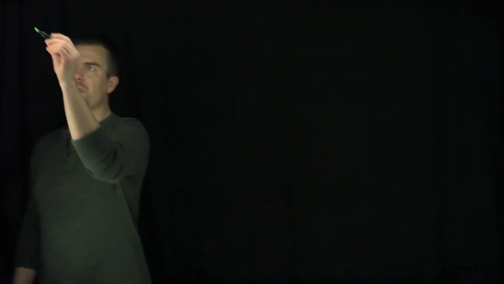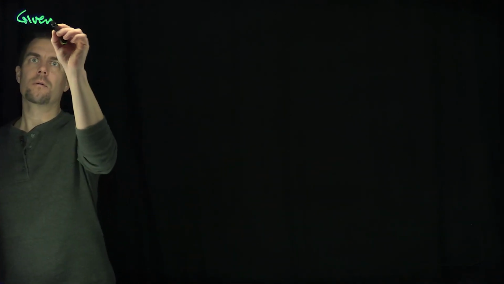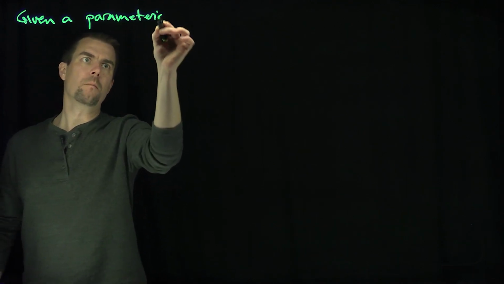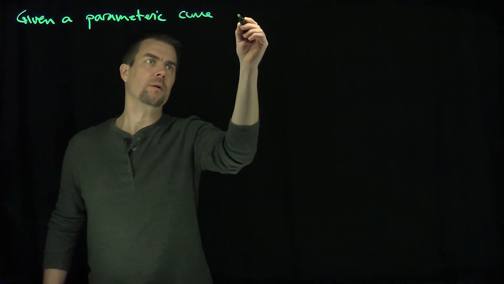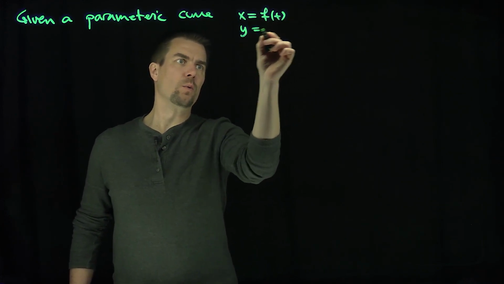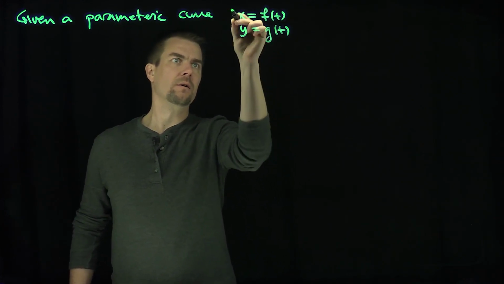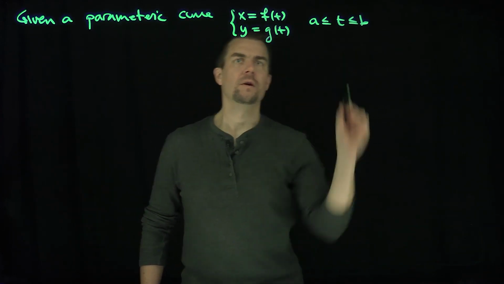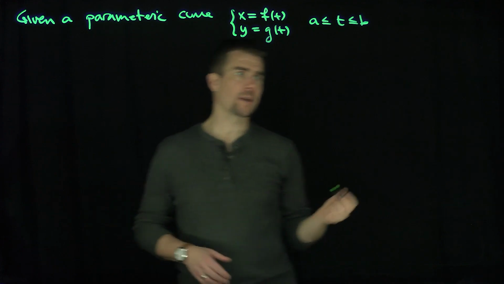Hello students, in this video we'll discuss how to find slopes of parametric curves and do an example with the involute of a circle. If we're given a parametric curve, x equals f of t and y equals g of t for t between a and b, I'd like to find the formula for dy/dx.